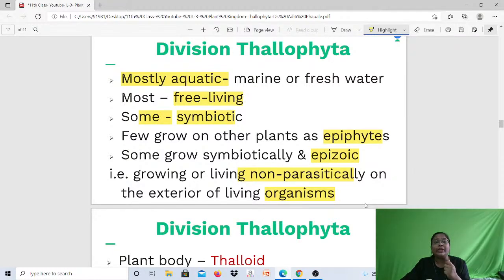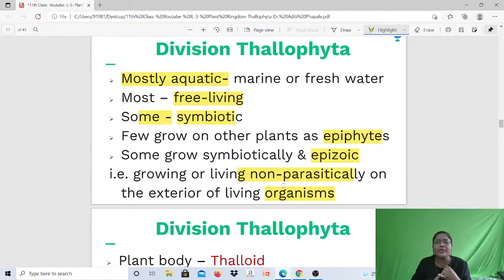They do not obtain any kind of nutrition. They do not suck any kind of nutrition. They are just living there. That's it. They are just living on the exterior of that organism. So non-parasitically ka matlab samjha, they are not directly dependent on them for food requirements or for reproductive requirements.